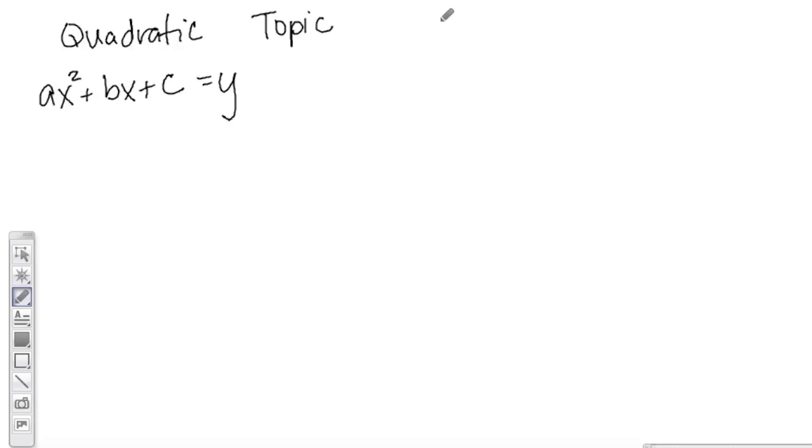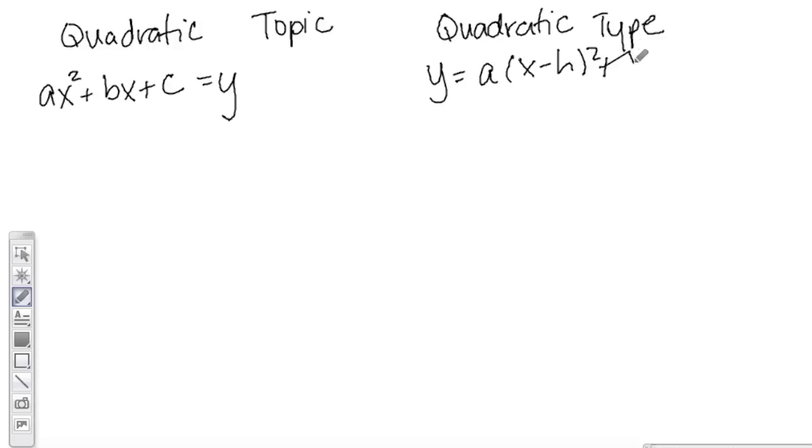But another quadratic type is what is commonly referred to as vertex form, y equals a times x minus h squared plus k. All right, there are a couple of things you need to be aware of as far as both of these are concerned. They both have an a. This a value is the same as this a value, okay?